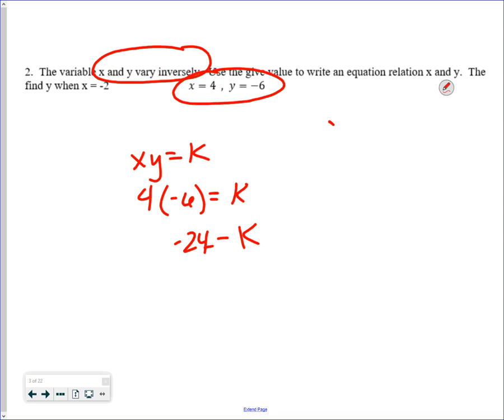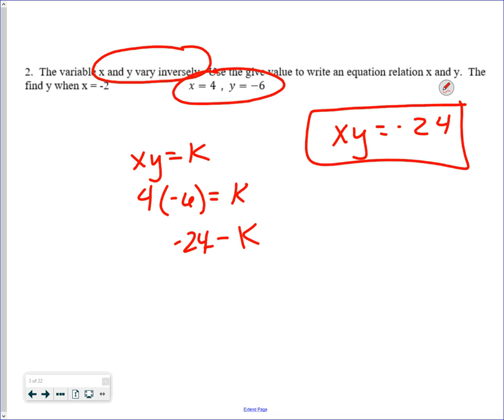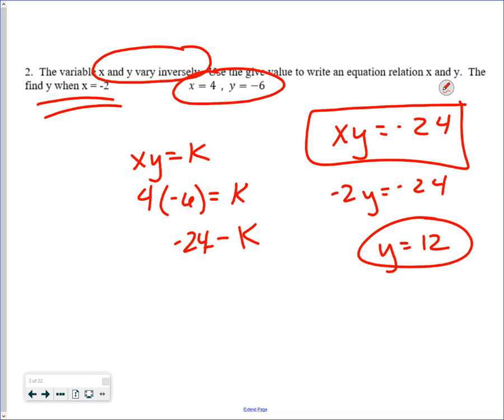So the first part about this is actually writing an equation using our k value. So here's the first part. And then they want you to actually find y when x is negative 2. So y would be 12. So two parts to that question. One, write an equation based on your given values. And second, finding a value given an x.